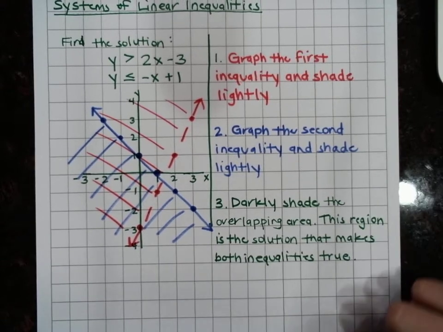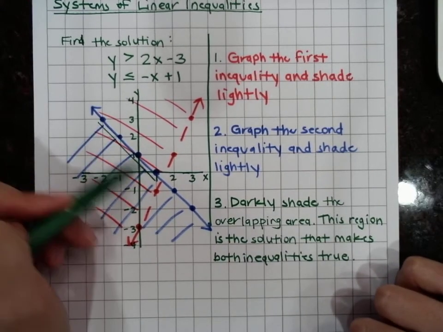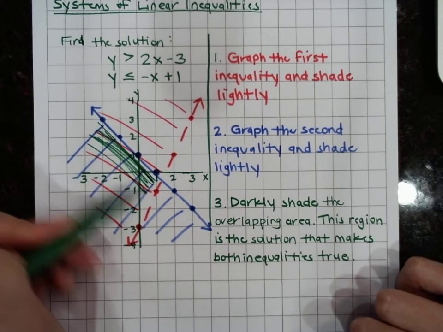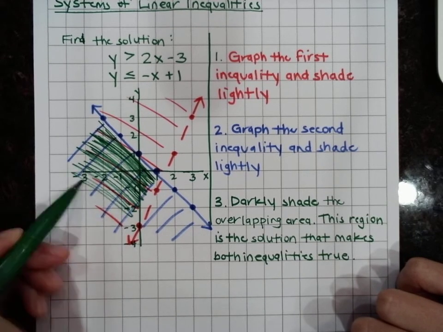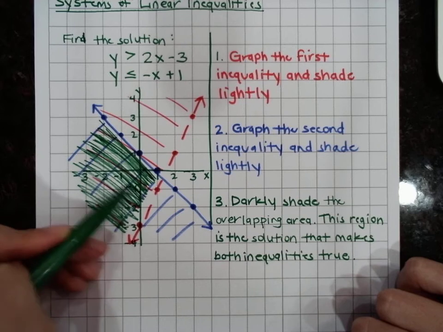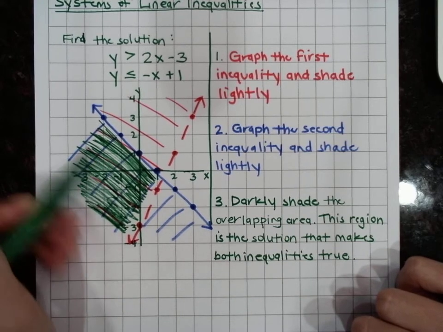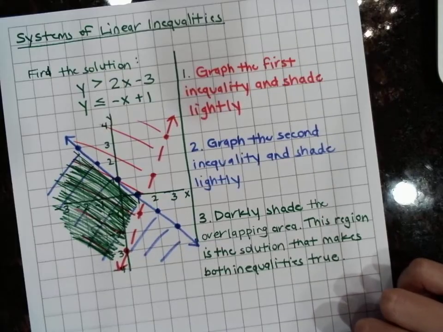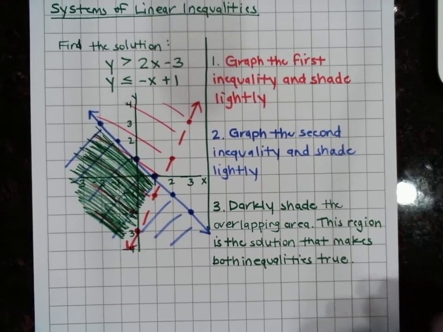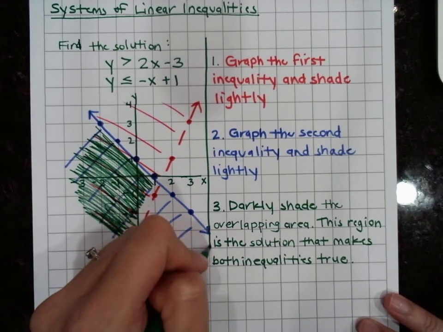Okay, so that is this region right here where it's shaded blue and red. All of these points below the blue line and above the red line, if you pick any of those points, it's going to make both inequalities true. So let's check our answer.